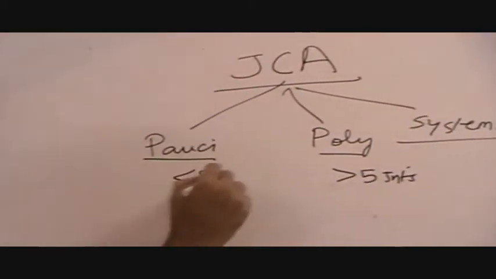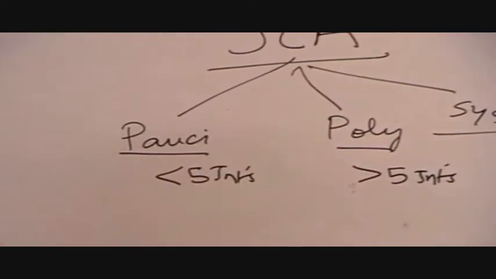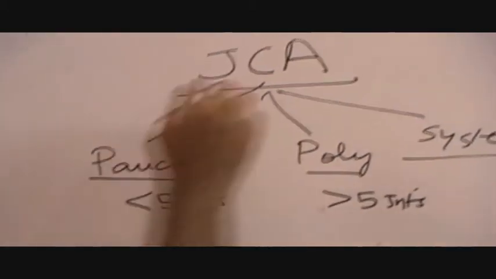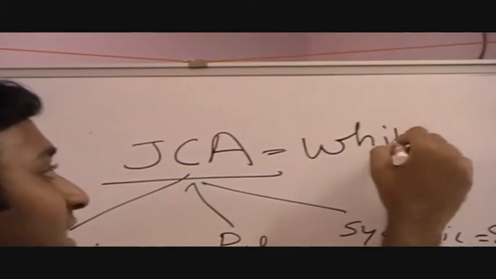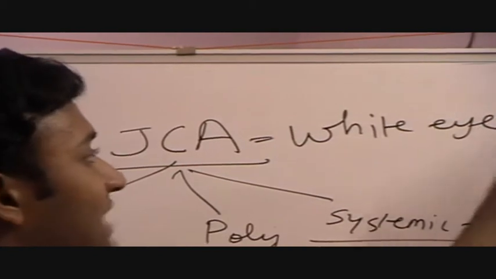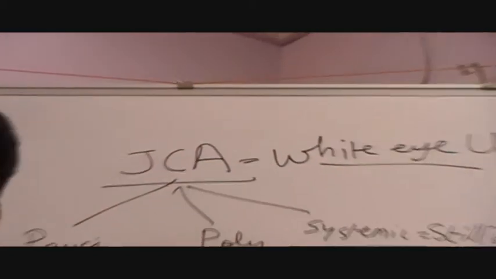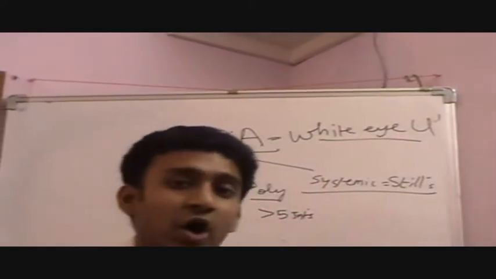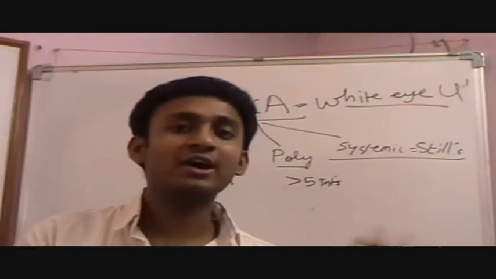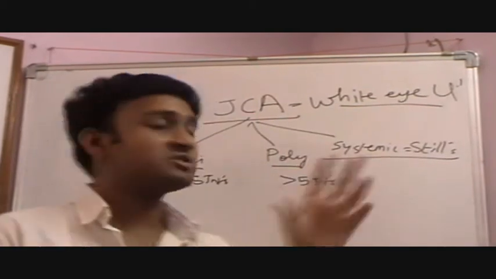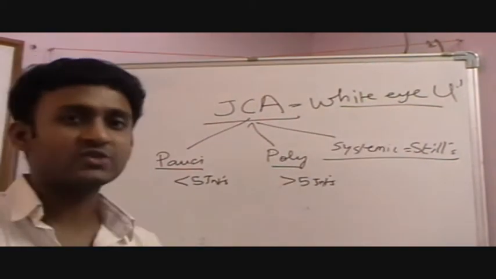Pauci, less than 5 joints involved. This JCA in the eye is also called white eye uveitis, because the eye will be relatively white. White eye hypopyon is seen in Behçet's. There also the eye will be relatively white. But for white eye uveitis, they will ask, what is white eye uveitis?